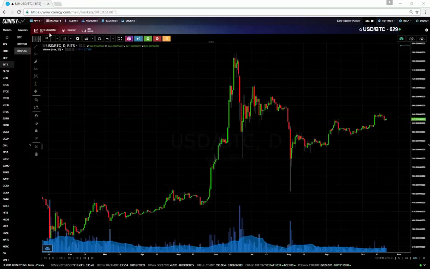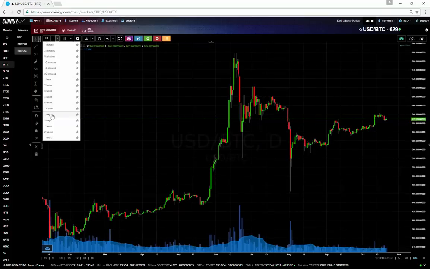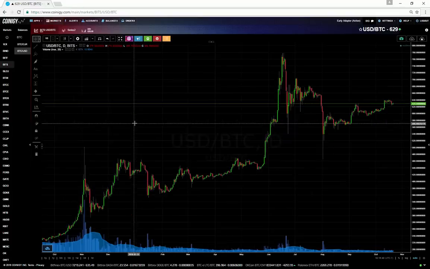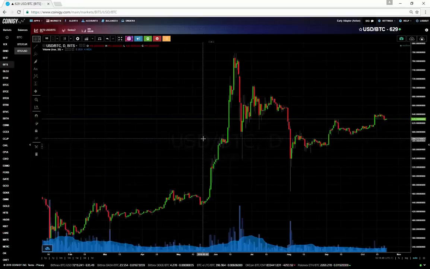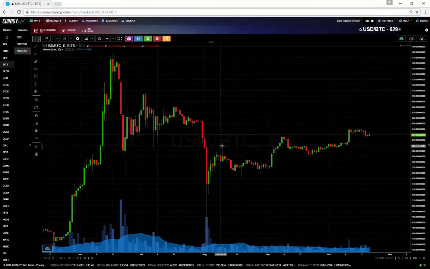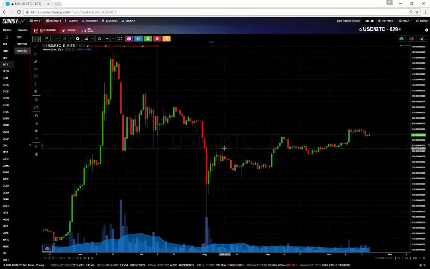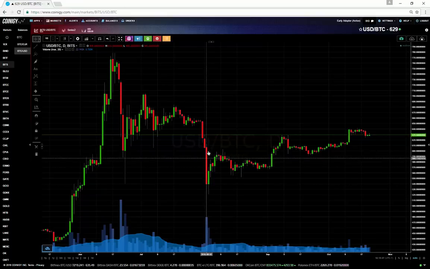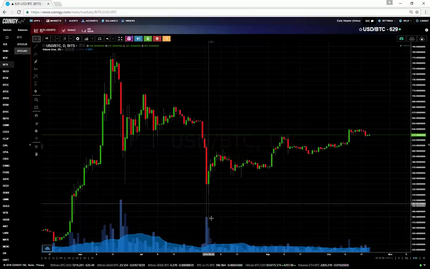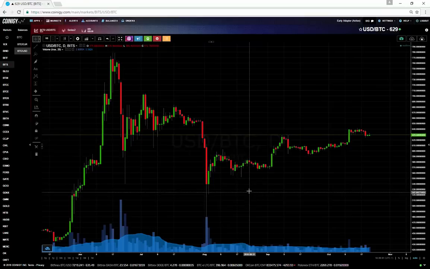So each one of these bars, right now I'm on the daily, so this is the 1D. You have a variety of different time frames. Generally for larger trends, I like to look at the larger time frames like the 1 day and the 1 week. Each one of these bars represents an open, a close, the high, and the low, right?